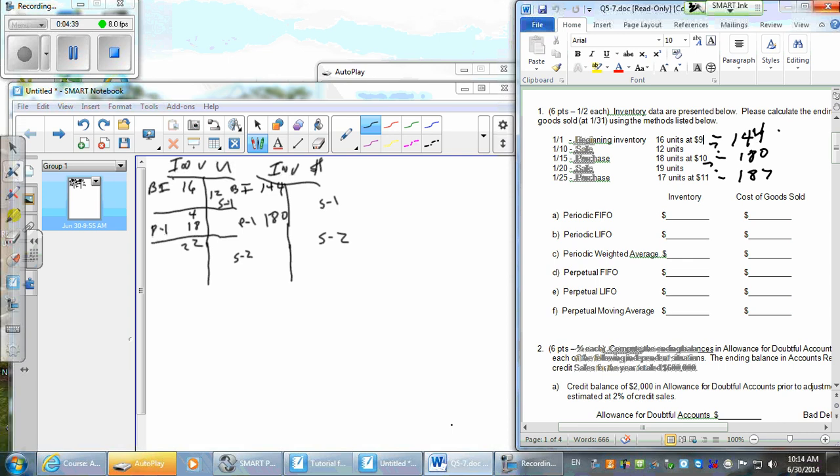How many units did you sell? 19. Everybody see it? Come on, wake up, you guys. 19. You're going to really want to know how to do this. All right, so how many units are left? 3 at that point. Everybody got the idea? So the inventory is going up and down as you buy and sell. Big deal.